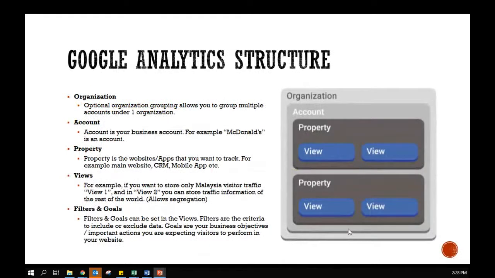All right, okay, so basically we'll look at the Google Analytics structure. We have this thing called organization, account, property, views, filters and goals. Okay, an organization is a group of companies, for example. Okay, this is an overview of the whole structure.